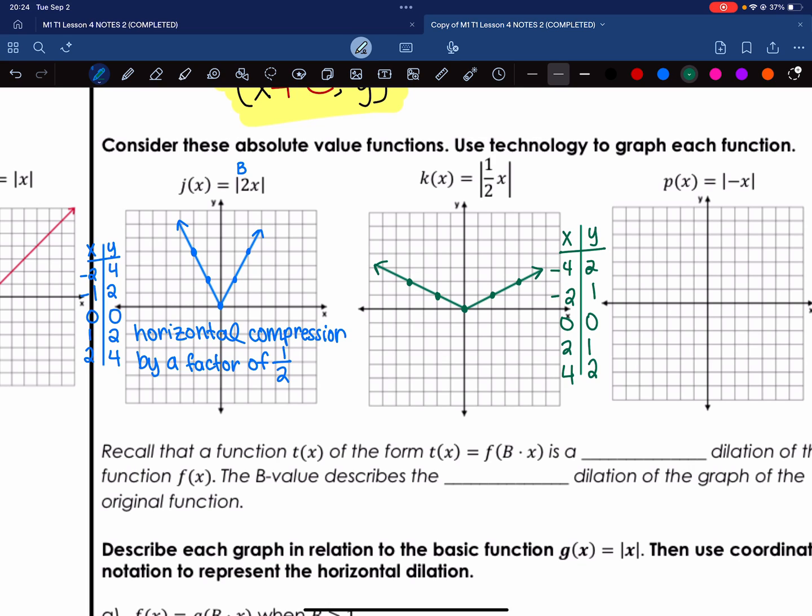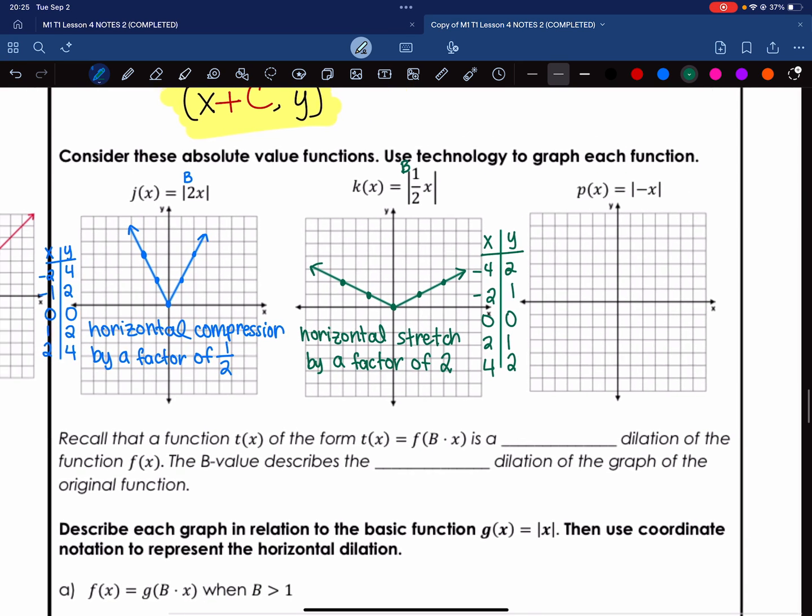So now, what this looks like is it looks very similar to a vertical compression. But this time, I want you to think about pulling this graph horizontally. When you pull it horizontally, it's going to get more wide. So this is known as a horizontal stretch by a factor of, and this time our B value is 1/2, but it's a stretch factor of 2.